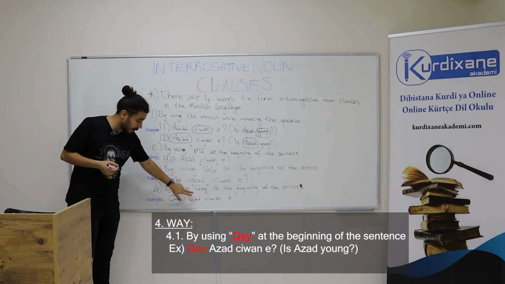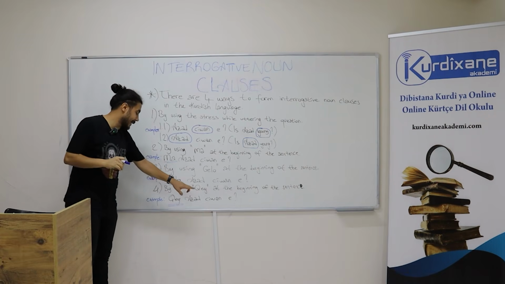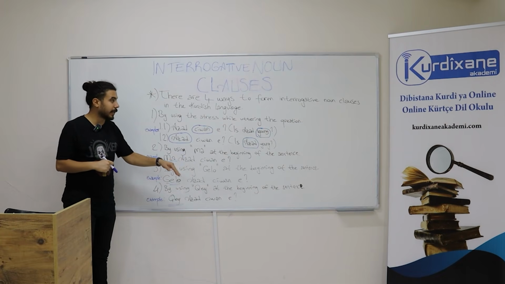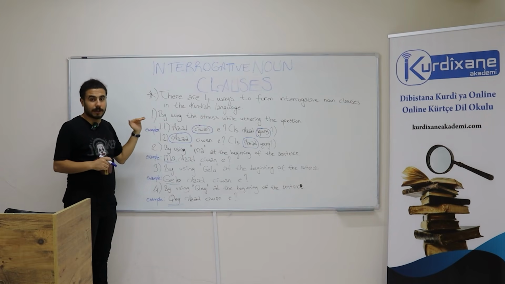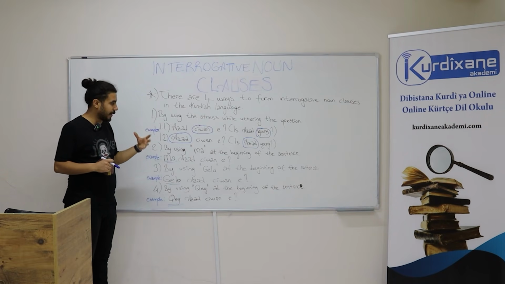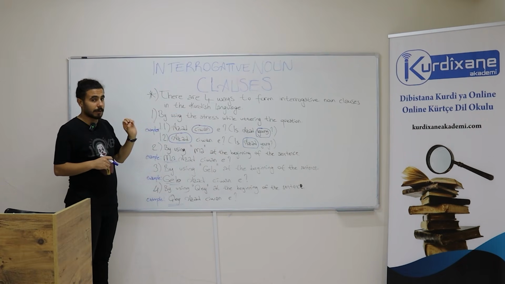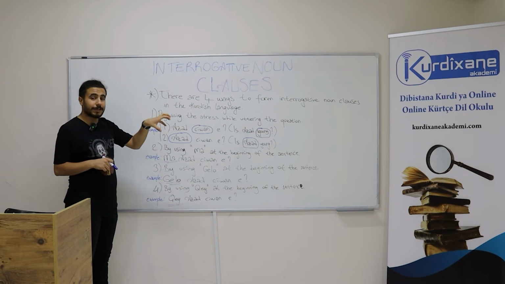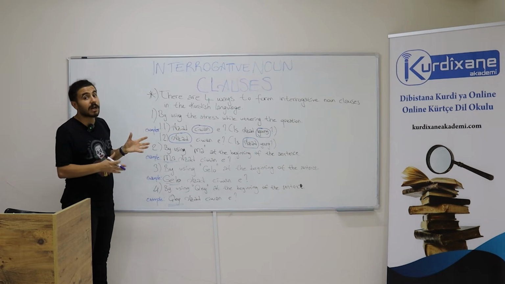And the final one, the fourth one, is qay. Remember this sound in the Kurdish language, qay. It comes a little from the throat. Qay Azad juane. So guys, these are the 4 ways to form interrogative noun clauses in the Kurdish language. Let's repeat them again by using the stress, and it's important that you put the stress on the correct word, because it will determine whether you ask is Azad young or is Azad young.